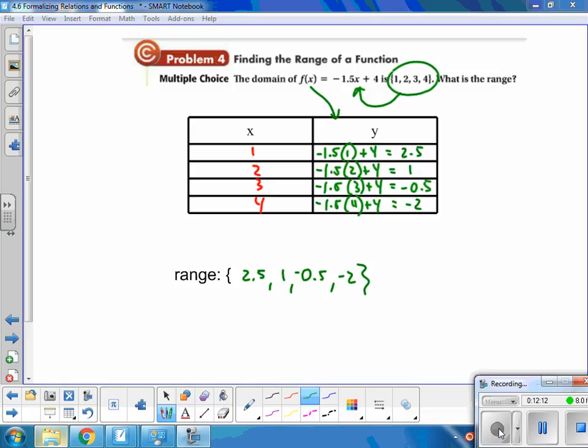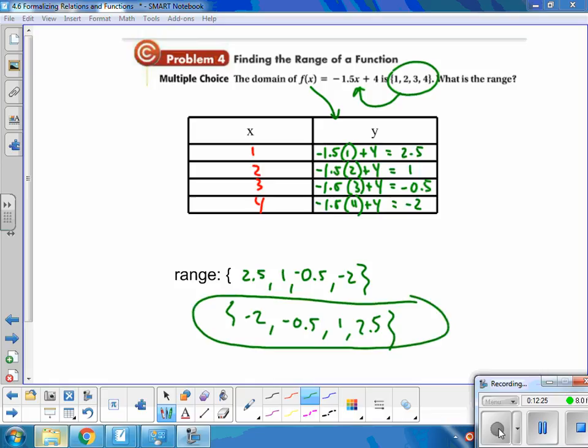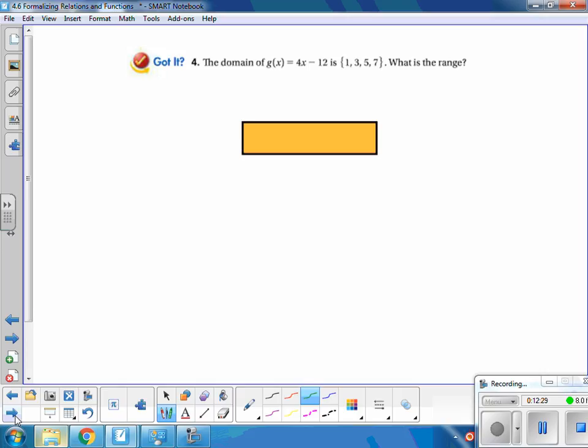And one little nuance that you want to keep an eye on with these things is once I have it, I go ahead and rewrite it in order. Okay, final step is rewriting it in order from least to greatest. Very nice. All right, I want you to try it out. Ooh, g of x.